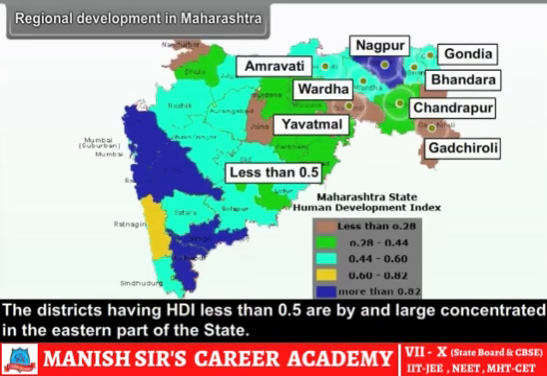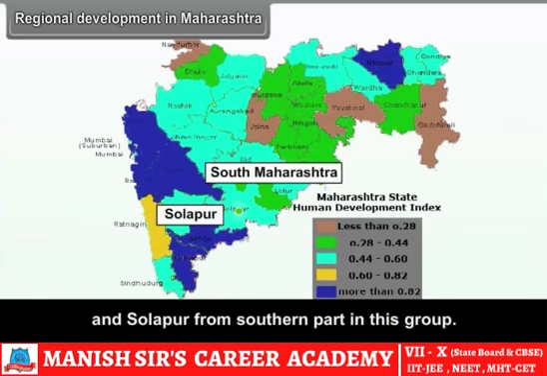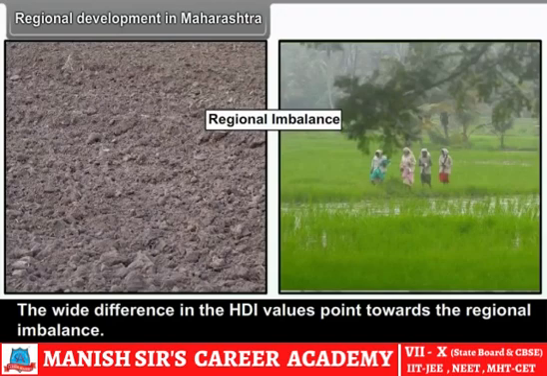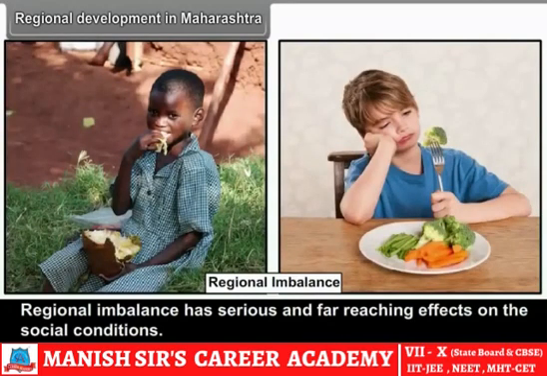The districts having HDI less than 0.5 are by and large concentrated in the eastern part of the state. Of course, we have Nandurbar, Dhule from North Maharashtra, Ratnagiri from Konkan and Solapur from southern part in this group. This shows that the level of development in different parts of the state is variable and the differences in the level are quite large. The wide difference in the HDI values points towards regional imbalance. This indicates that the development in the state is not all-inclusive.